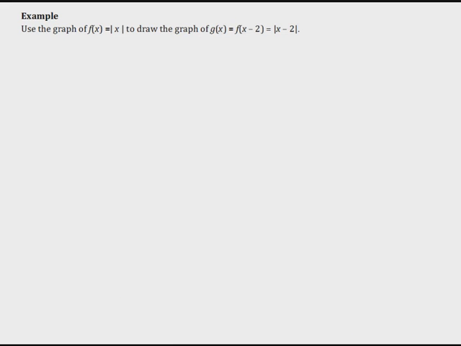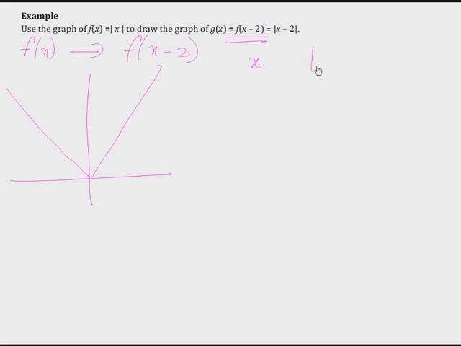Use the graph of f(x) equal to mod x to draw the graph of g(x) equal to mod of x minus 2. So what have I done? f(x) is being transformed to f of x minus 2. Well, everyone knows the graph of f(x). This is the graph of f(x). Why is that so? Let's take some values, x and mod x.